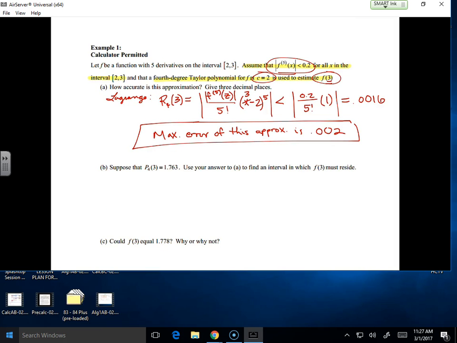So then letter B, what does it say? Suppose that P of 4 of 3 is the 4th degree Taylor polynomial at 3. That is the actual, or the one that you got when you do it. It says use this answer and use what you did in A to find an interval in which f of 3 must reside. We could say P of 4.